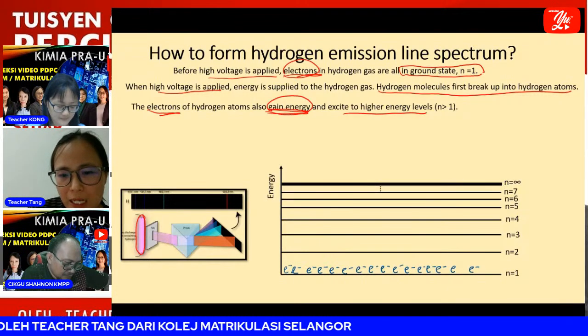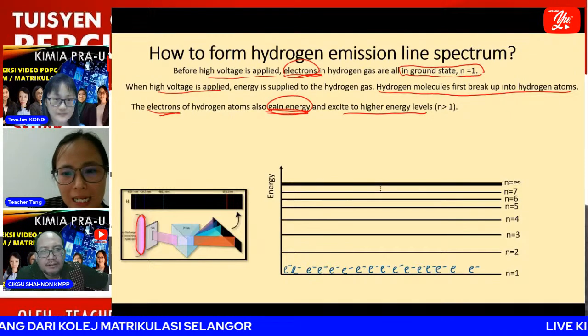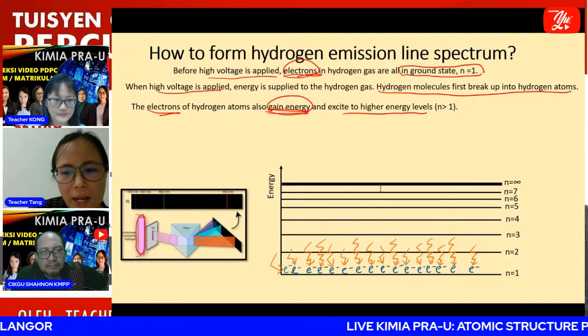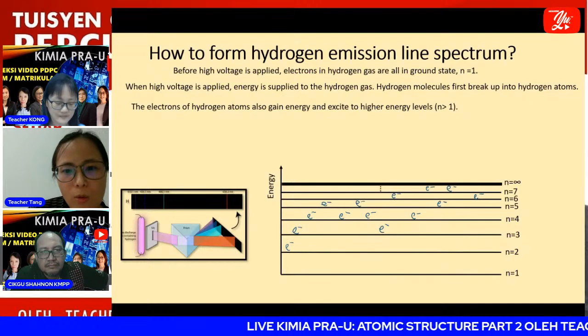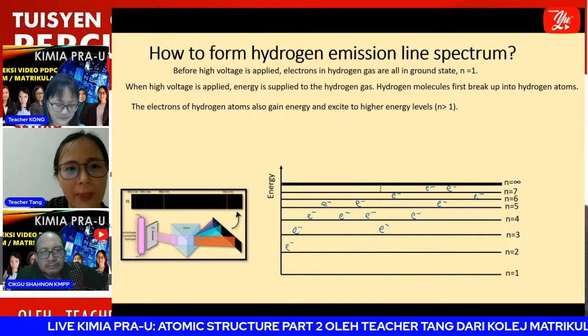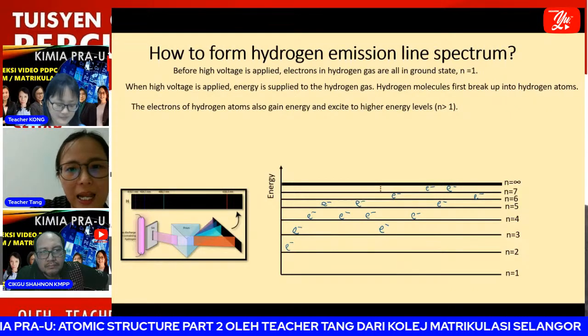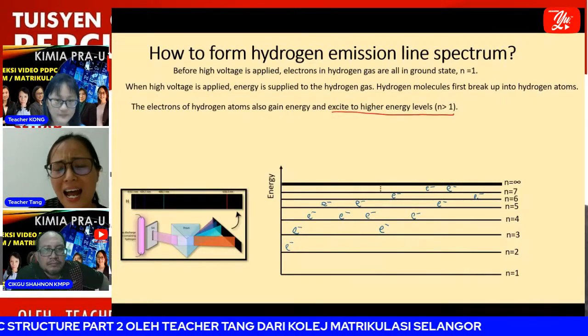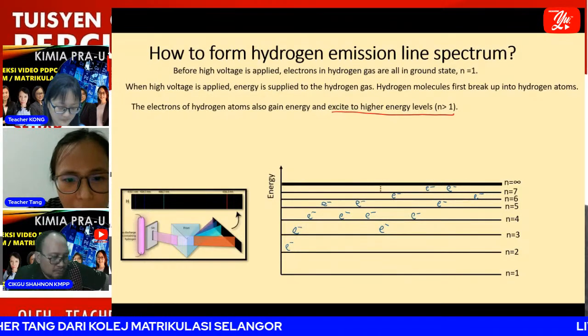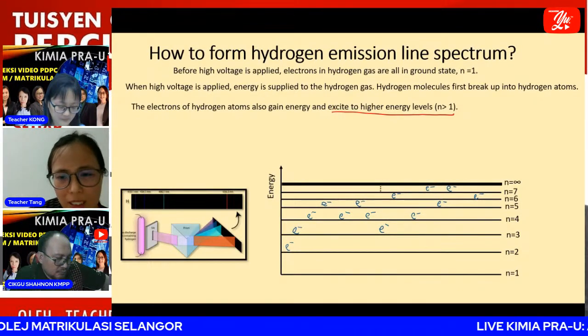So shall we see the animation? The electron is at first at n equals 1. When it absorbs energy, it will move to a higher energy level, higher than n equals 1. At a high energy level, they are not stable. Can you see them wobbling? So they are not stable.